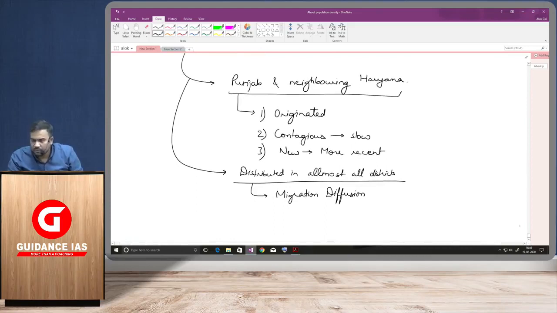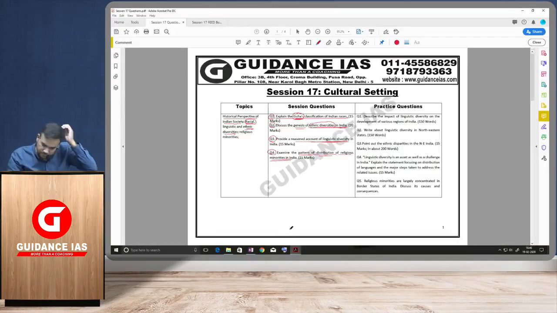So now one question was asked. One question was, शायद इसमें होगा. This question number 5. Religious minorities are largely concentrated in the border states of India. Discuss its causes and consequences. Now you will be able to do that. This is how you had to do.